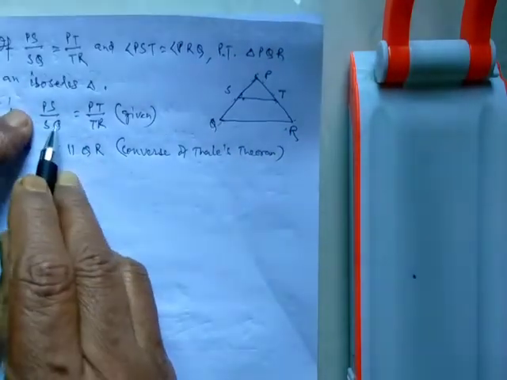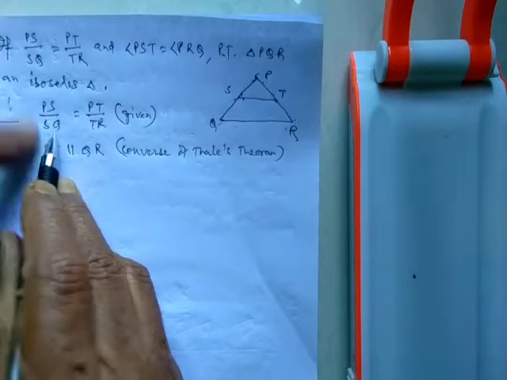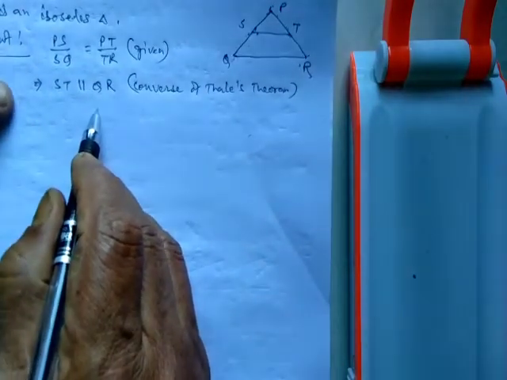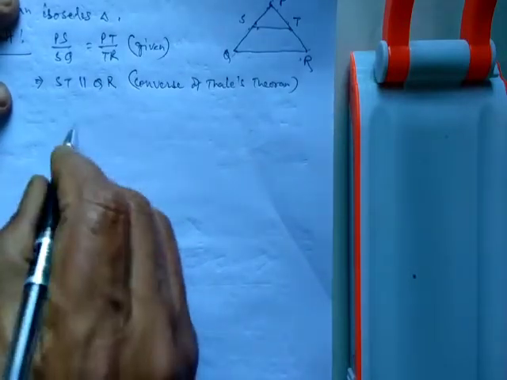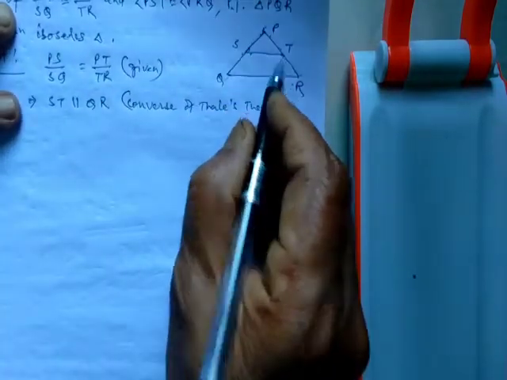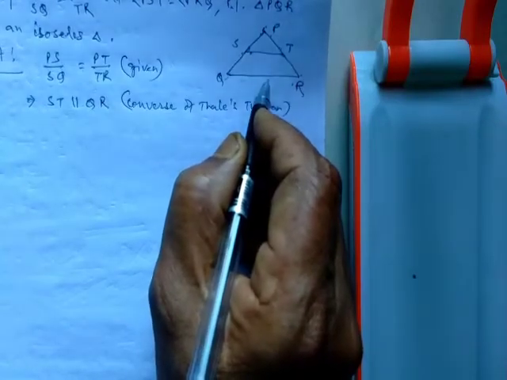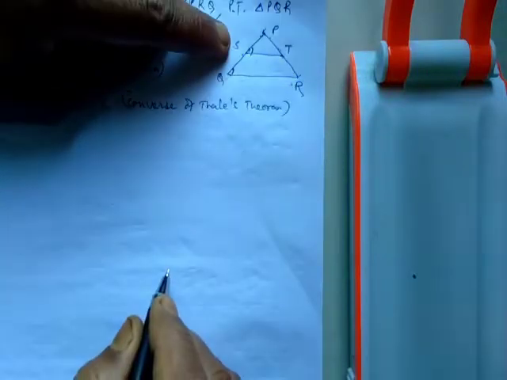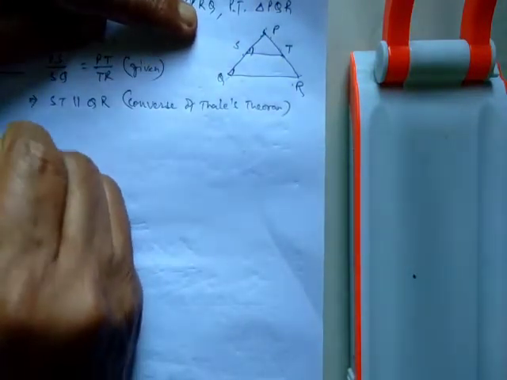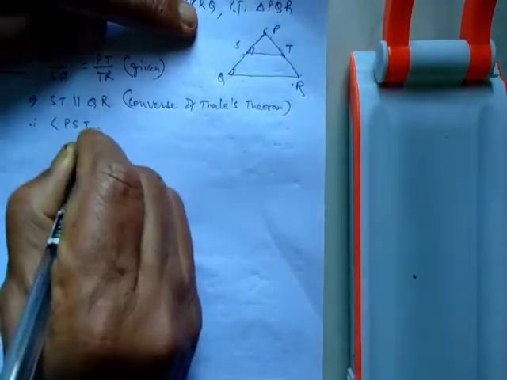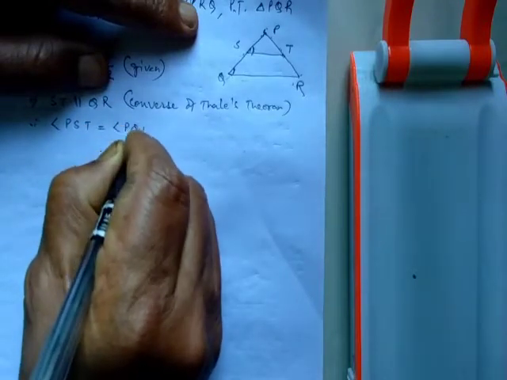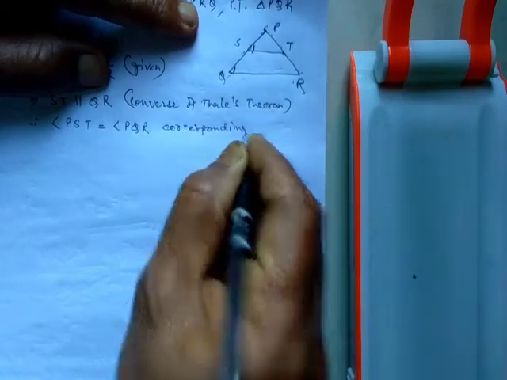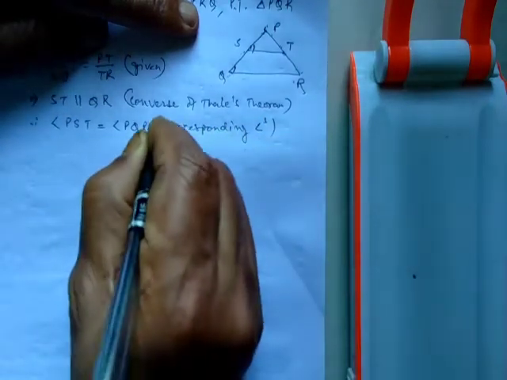Before, we have seen that if this is there, we can write like this in a triangle. Now when it is this, we can write in this form also. Then if ST is parallel to QR, then this angle and these angles are corresponding angles. Therefore, angle PST is equal to angle PQR. They are corresponding angles.